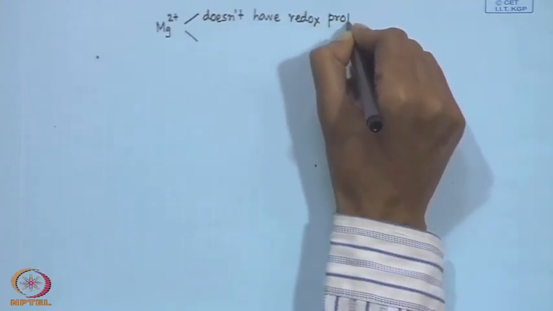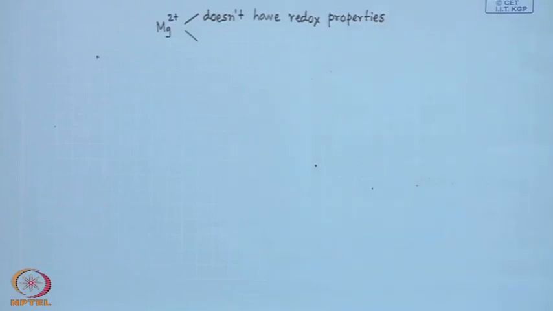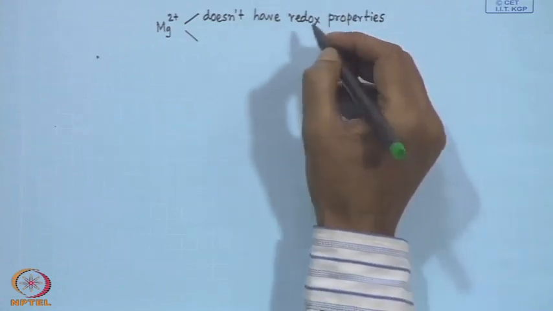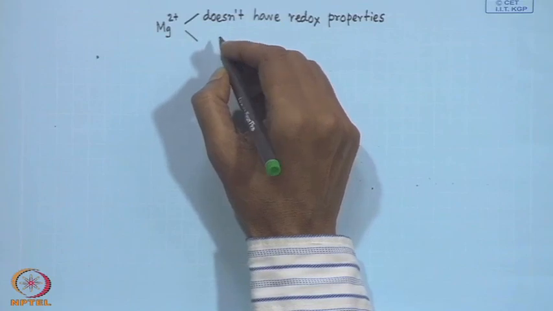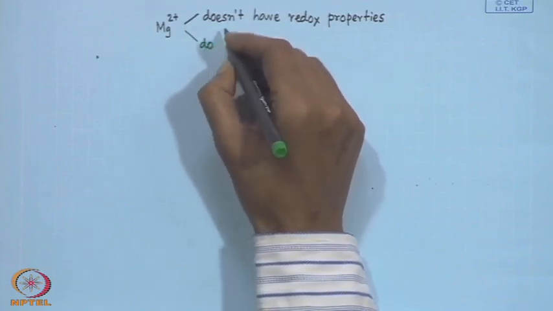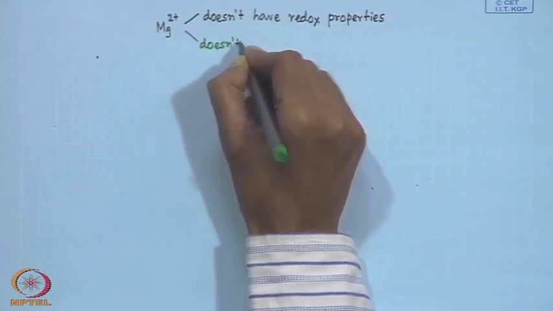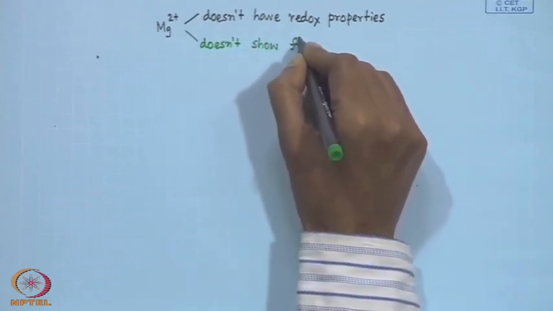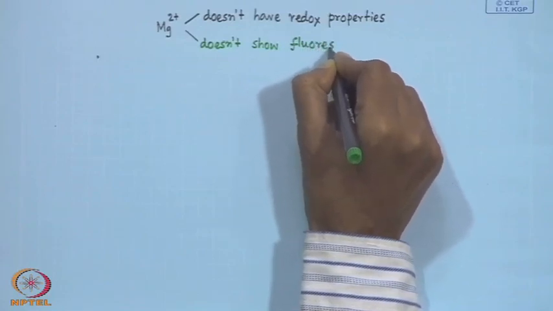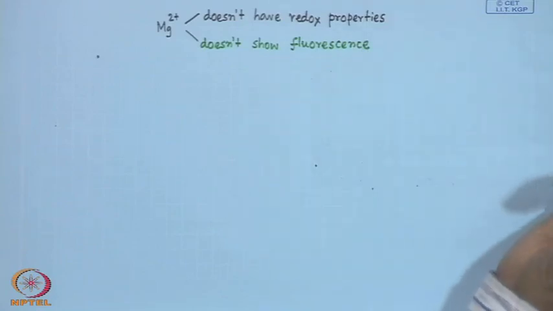Have redox properties, and what we are talking about, ironically in this particular arrangement, is some electron transfer behavior, but the magnesium center is not responsible for that, and it also does not show any kind of fluorescence behavior.